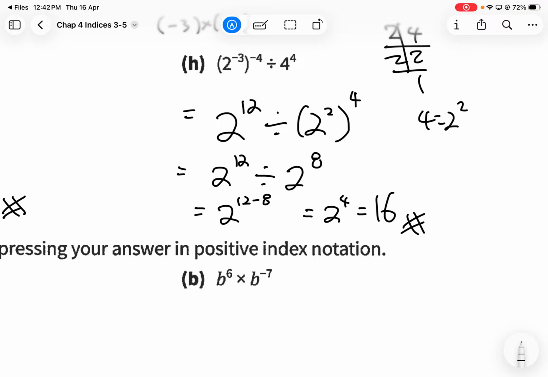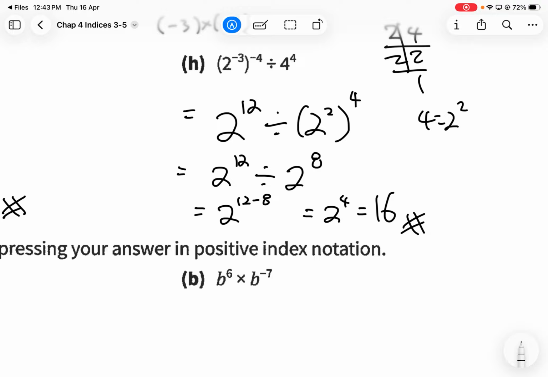Here, what is actually happening is this bracket has power 4, correct? So this bracket is 2 squared inside. Then when I raise the bracket to power 4, actually it is 2 squared times 2 squared times 2 squared times 2 squared. Each 2 squared by itself is 2 times 2. So if I count, there will be 1, 2, 3, 4, 5, 6, 7, 8. Which is why it is 2 to the power of 8.